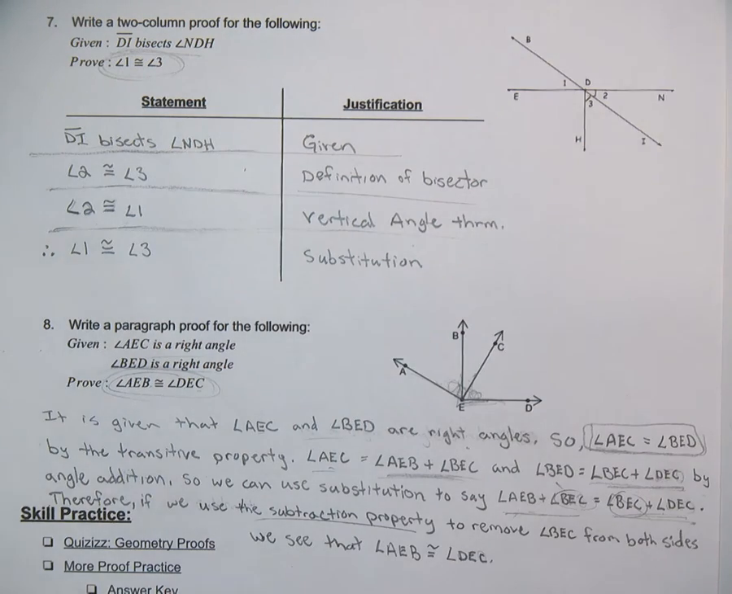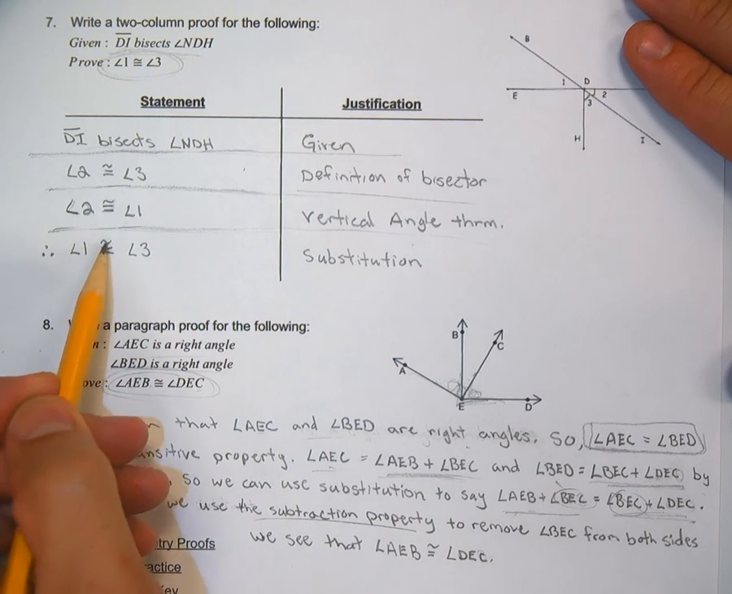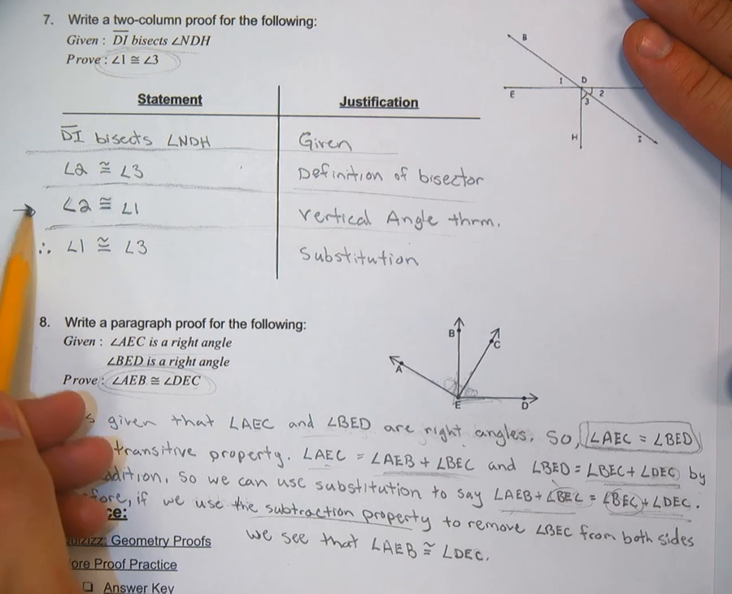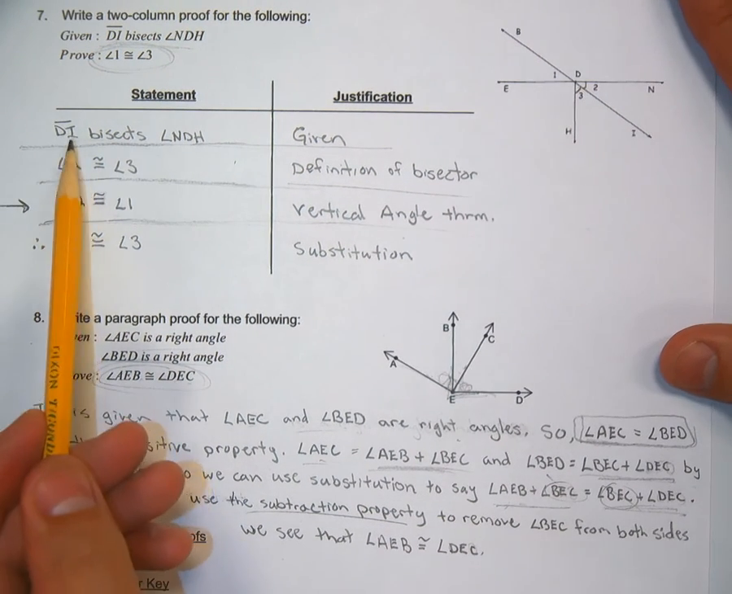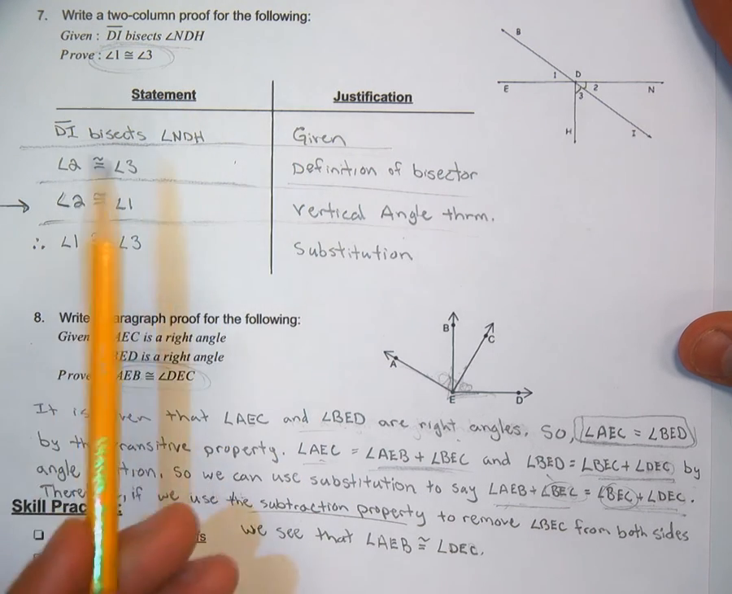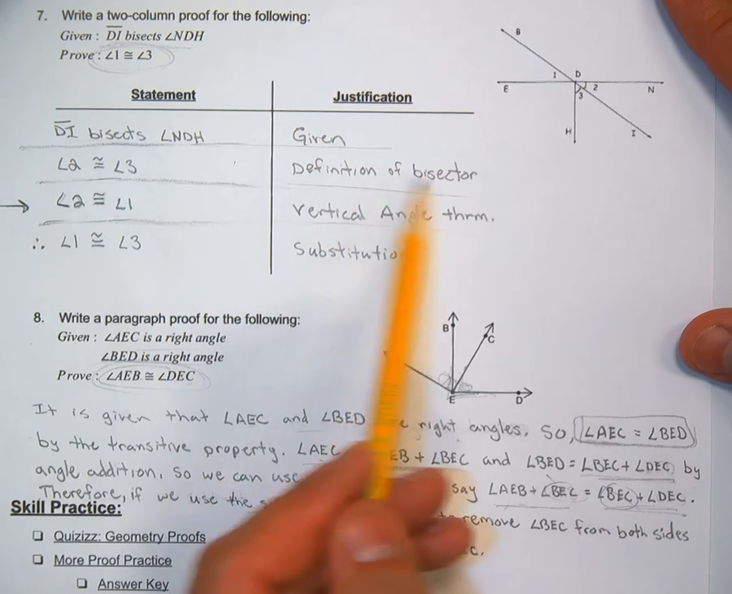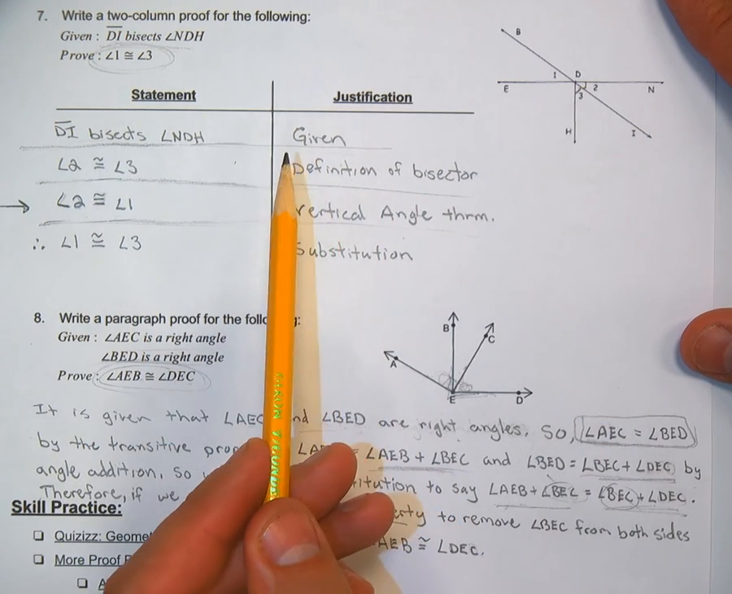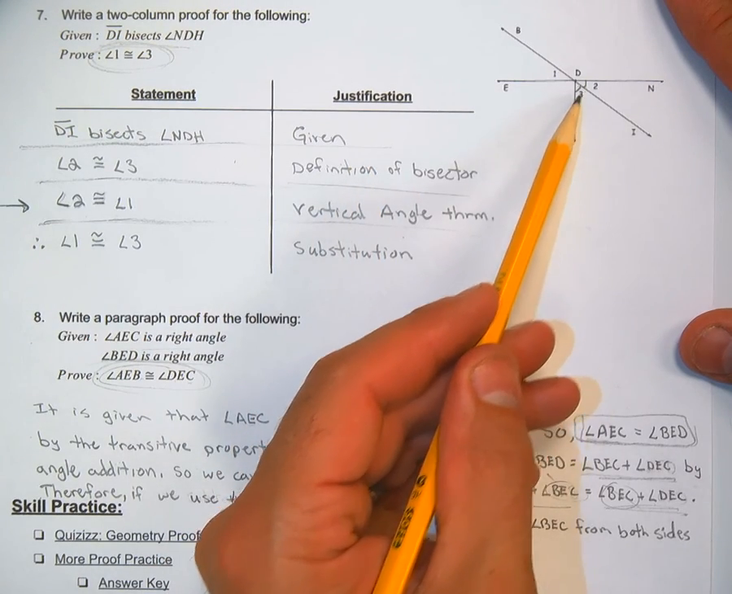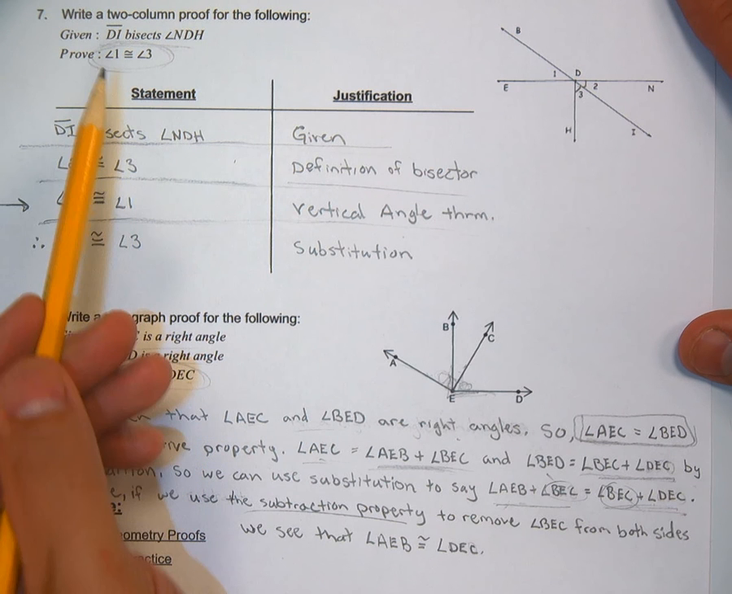All right, so it actually only took 4 steps for me to prove that angle 1 is congruent to angle 3, but there was a twist. I had to pull in the idea of vertical angles here. So once I asserted that DI bisects angle NDH because it was given to me, I quickly asserted that angle 2 was congruent to angle 3 by the definition of a bisector, right? That's what a bisecting ray does, or line. It splits the two parts into equivalent bits. So angle 2 is congruent to angle 3. That looks a lot like what I'm trying to prove.